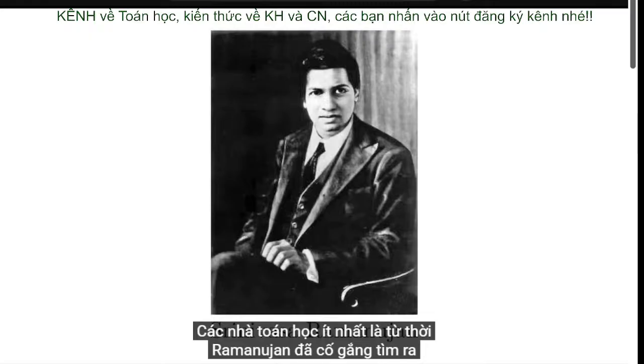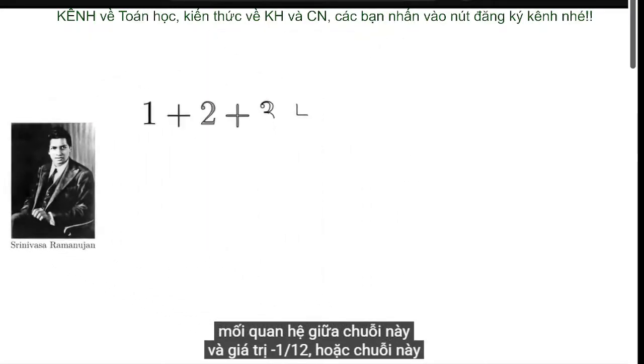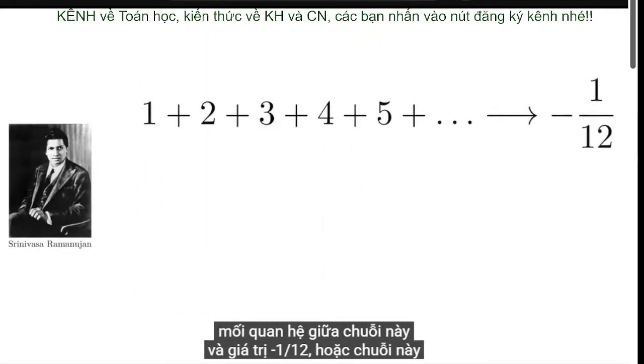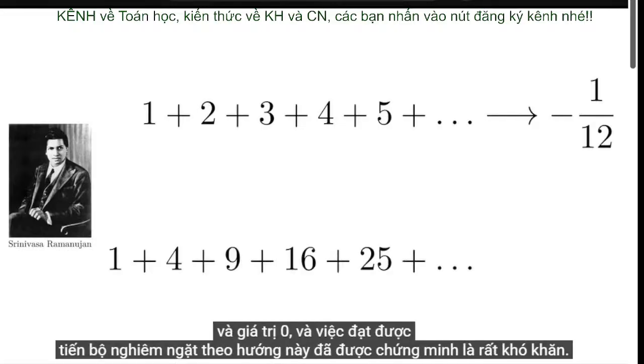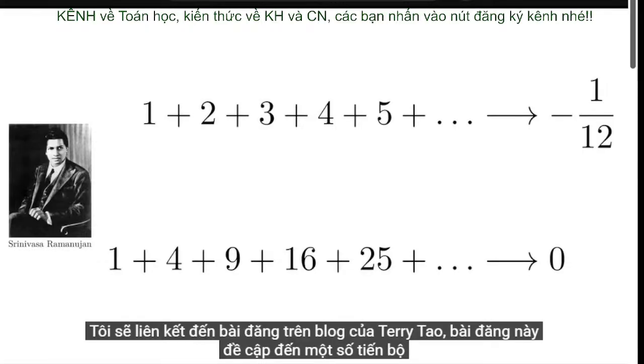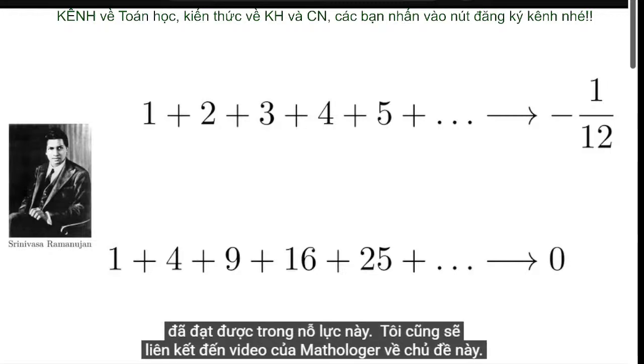Mathematicians, at least as far back as Ramanujan, have been attempting to find a relationship between this series and the value minus 1/12, or this series and the value 0. And it has proven very difficult to make rigorous progress in this direction. I'll link to a blog post by Terry Tao that goes into some of the progress that has been made in this endeavor. I'll also link to a Mathologer video on this topic.